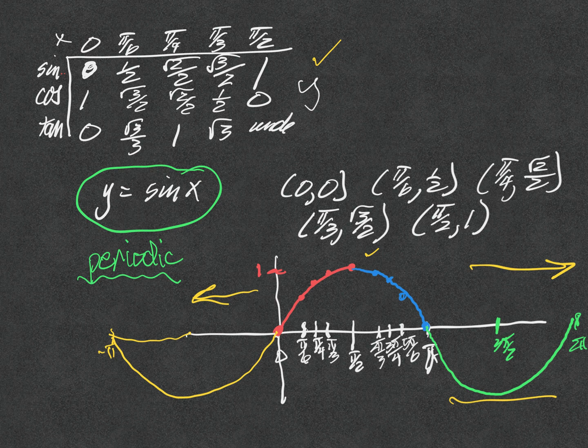Now, since this sine function is periodic, one of the things we want to talk about is what is the period. One of the other things we want to talk about are the maximum and minimum values, which help us find what is called amplitude.